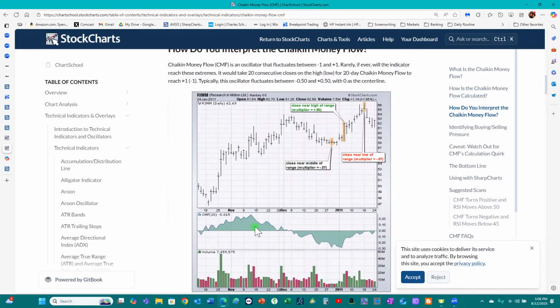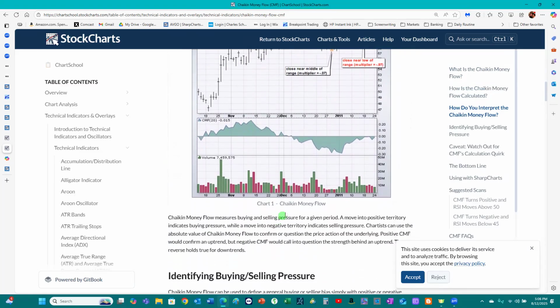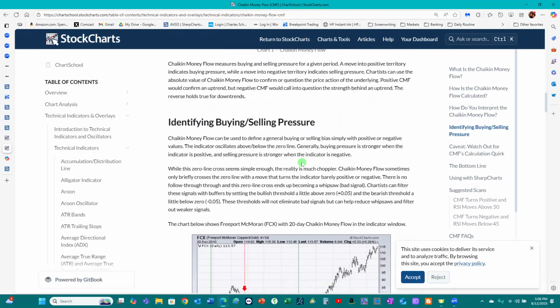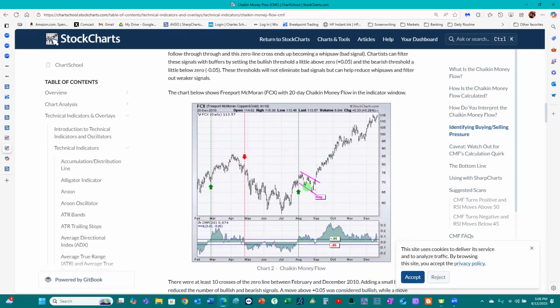If it's above zero, then money is still positive. The buying power is still positive. Buying and selling pressure, that's really what it identifies. So here's a good example down here.